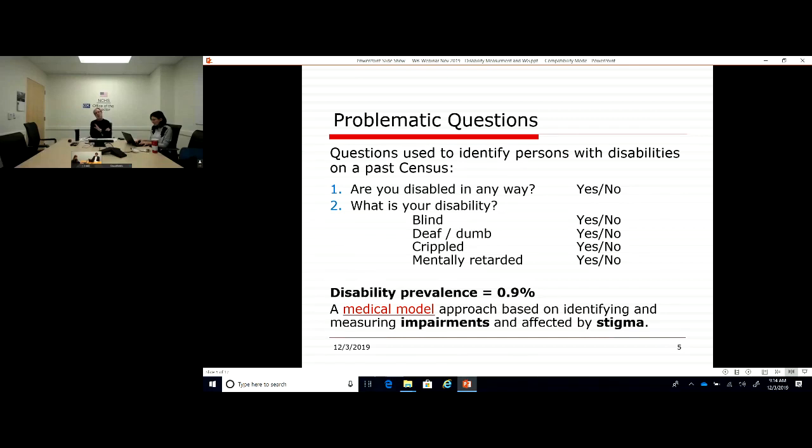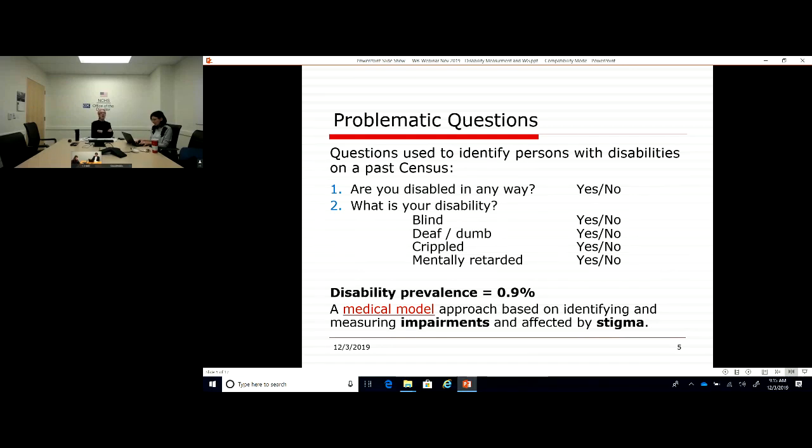First of all, I just have to say that those are words and terms that we don't use today. And you'll see that they have fallen from the data collection exercises that we carry out. But if you ask questions like that, and this is really based on that first question, are you disabled in any way? You get a disability prevalence of less than 1%.